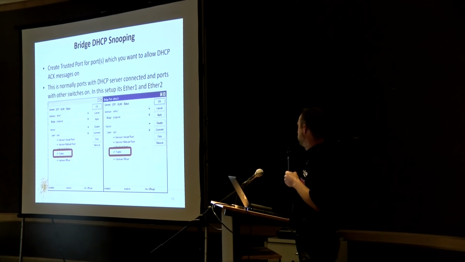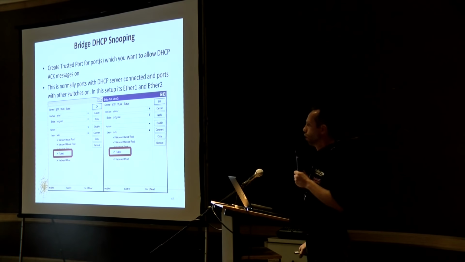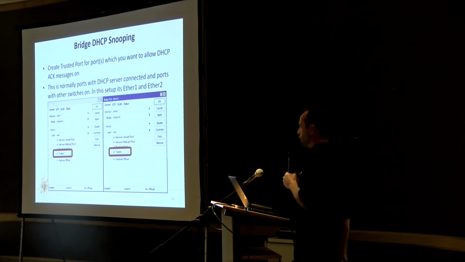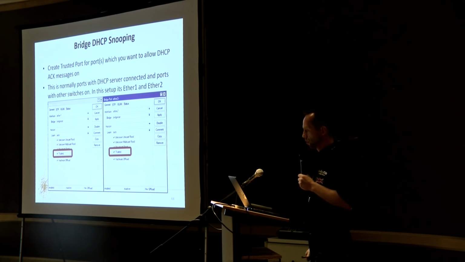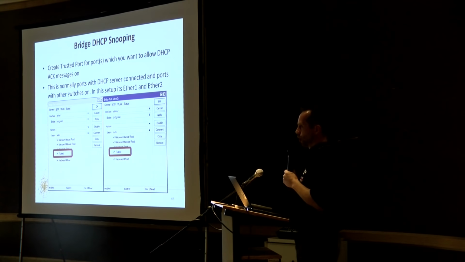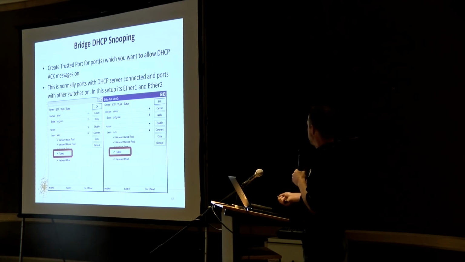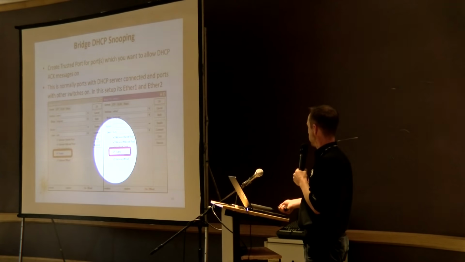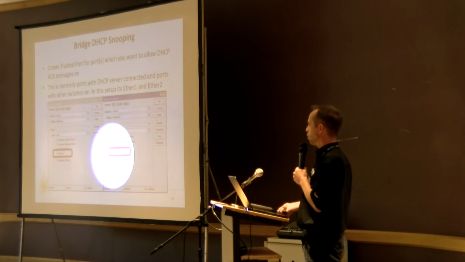And all we do is create the ports, and in our configuration it was 1 and 2, where 1 goes to our router and 2 goes to the next switch. Those are the ones that we are expecting DHCP responses on. It's always the ports that go to the DHCP server or another switch, and those are the only ones. You tick this box here that says trusted, okay? That's for DHCP, okay?